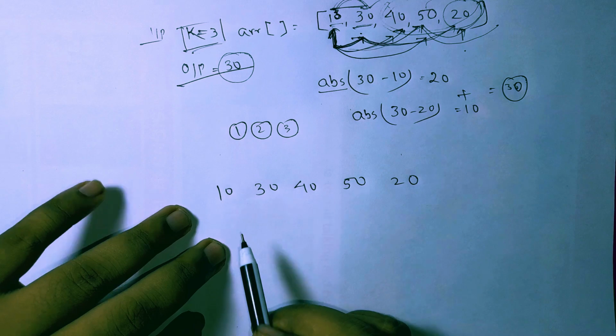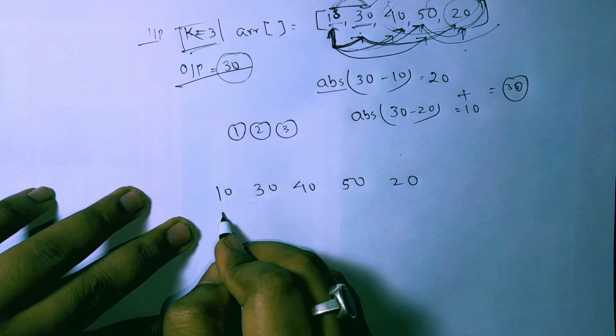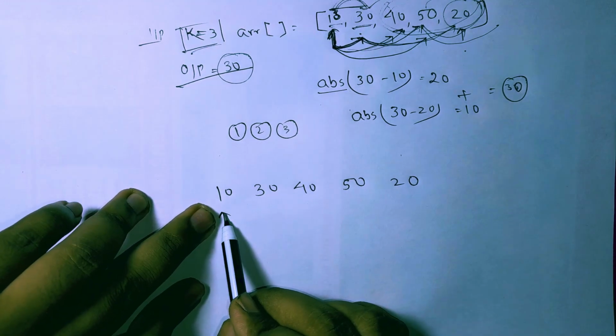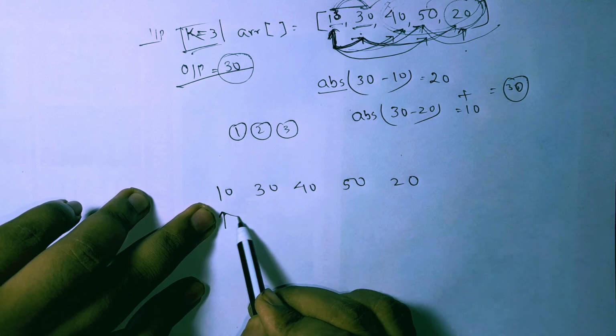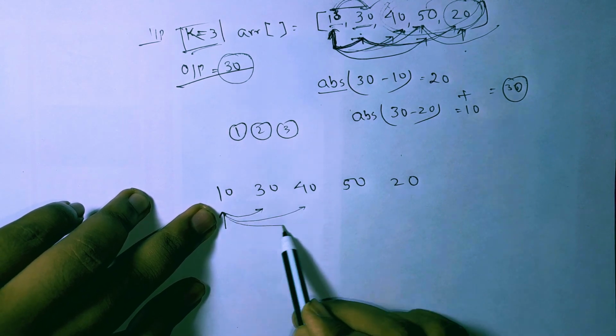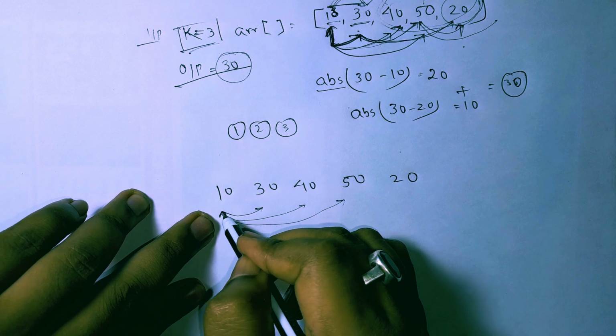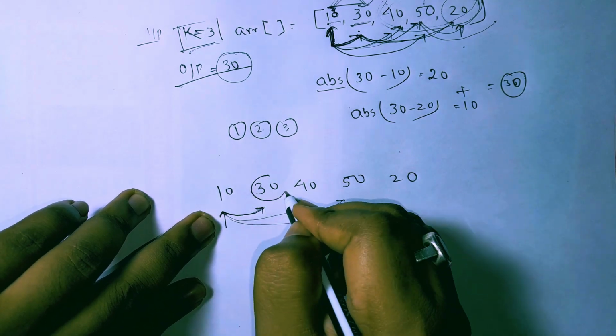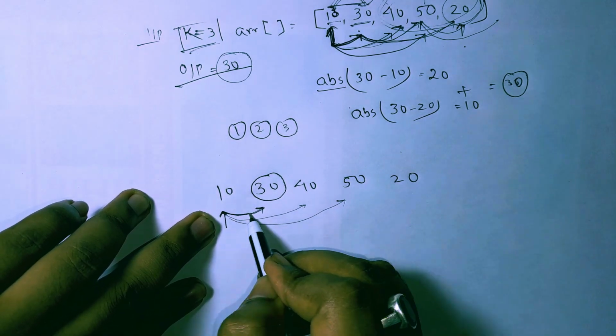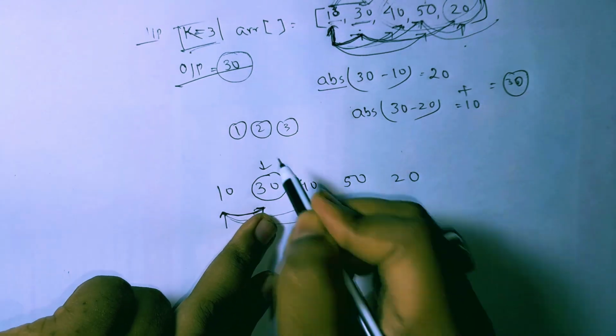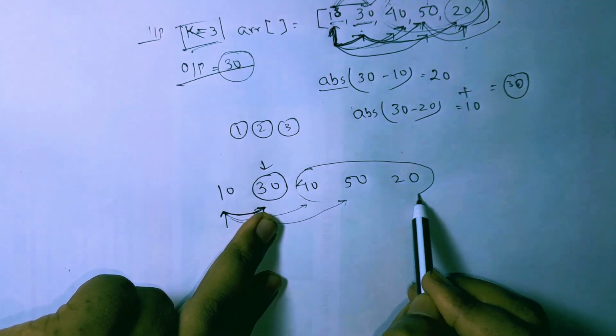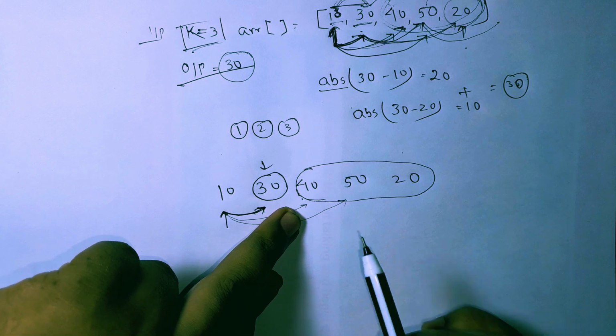Now see what my recursion will do. At first I am here. Recursion will tell me that at first you go to 30, then you go to 40, then you go to 50. Suppose at the very first level, after one jump I am here, and when I am here, I will again call the recursion and tell it that from the rest of the array, bring me the minimal cost.